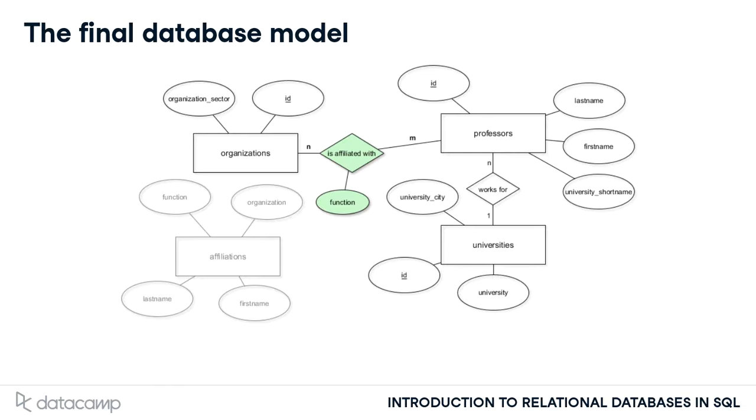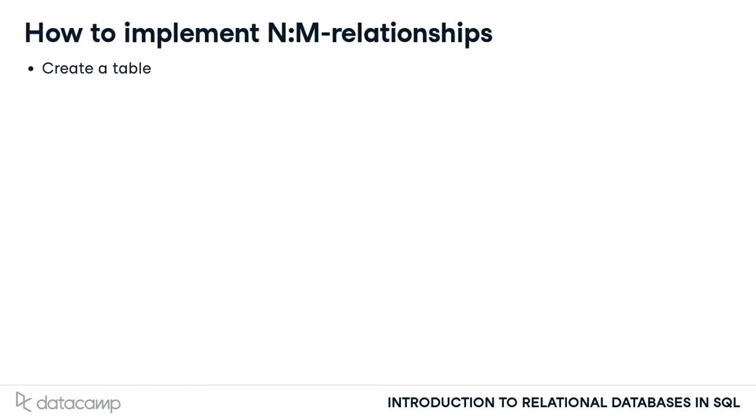The second thing you'll notice is that the affiliations entity type disappeared altogether. For clarity, I still included it in the diagram, but it's no longer needed. However, you'll still have 4 tables, 3 for the entities professors, universities, and organizations, and 1 for the N-to-M relationship between professors and organizations. Such a relationship is implemented with an ordinary database table that contains 2 foreign keys that point to both connected entities.